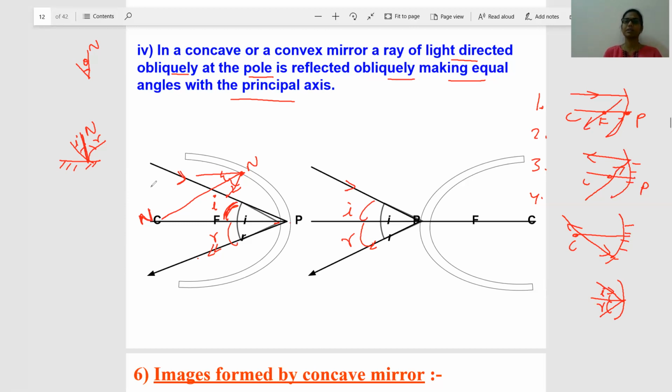If you are clear with these ray rules, then you will be able to understand the ray diagrams, or the images formed by concave mirrors, and how you are going to draw the ray diagrams.